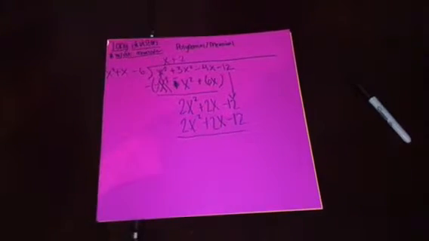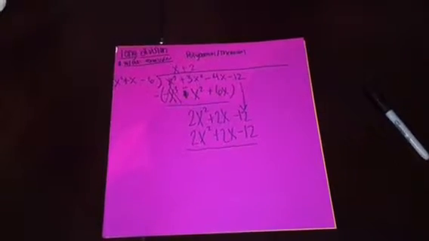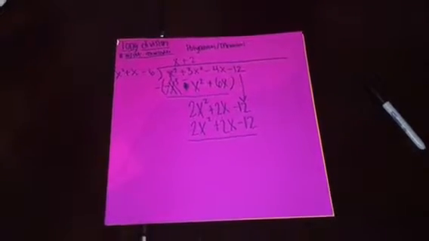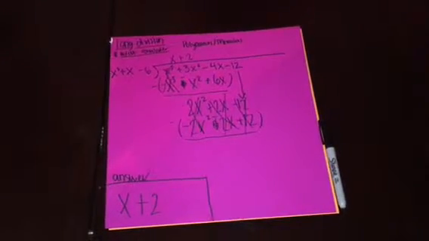Next, you divide 2x squared by x squared and get 2. Then multiply 2 to the dividend to get 2x squared plus 2x minus 12. After subtracting, everything should cancel out and you should have no remainder, and your answer is x plus 2.